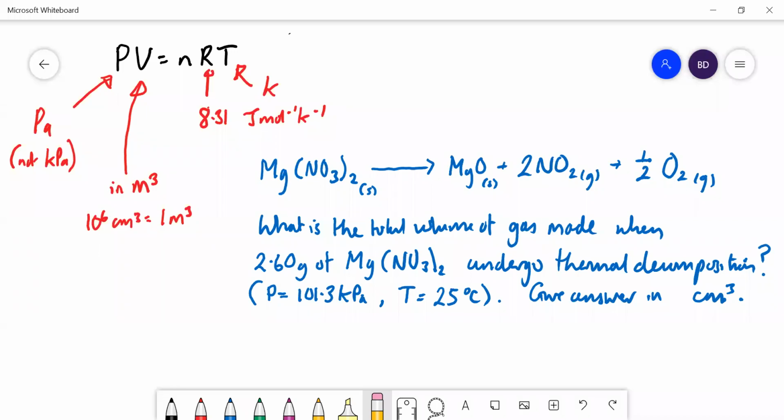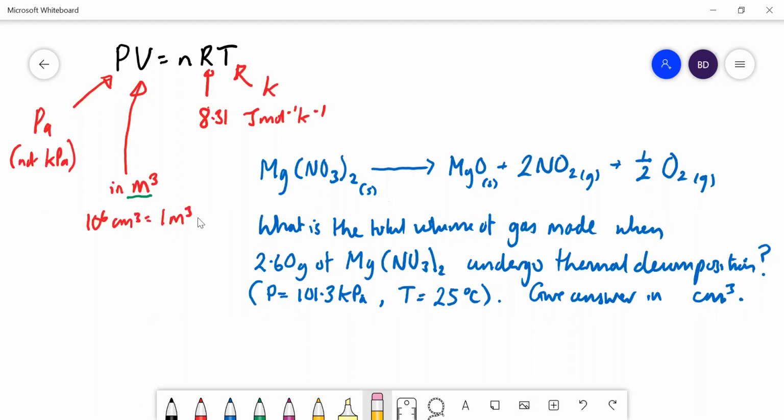Okay, here's a problem which combines the ideal gas equation with the sort of reacting mass calculation problem as well. So there's our ideal gas equation up here. And the main thing to remember with that is be really careful with the units, particularly the units of volume, which are in meters cubed, not dm cubed or centimeters cubed. And then obviously you've got to use Kelvin for temperature and pascals, not kilopascals, for pressure.